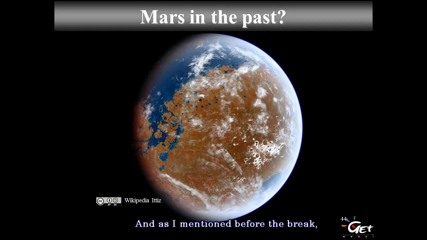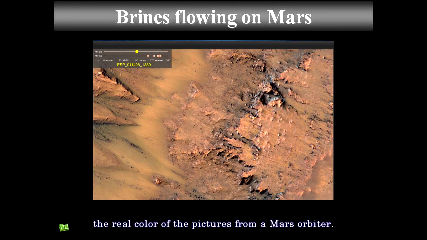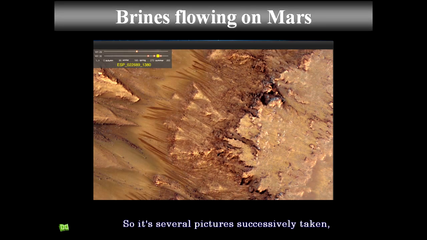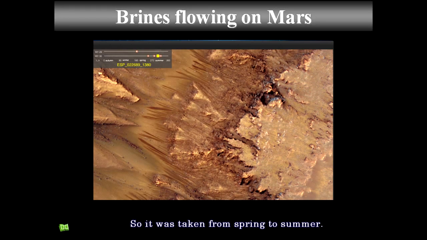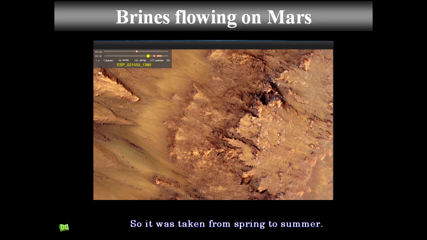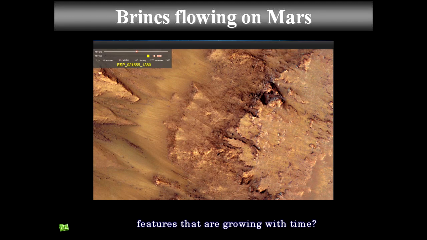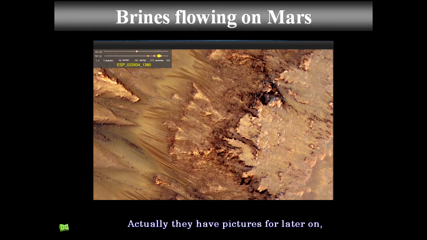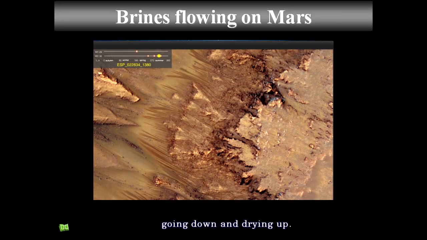And as I mentioned before the break, more recently, I think it was 6 months ago, something like that, NASA released some pictures that show evidence. So this is a real color picture from a Mars orbiter. It's several pictures successively taken. So here you have the time. It was taken from spring to summer. And you see those features that are growing with time. And actually, in later pictures, it's receding. So it's like you have a flow, things moving, going down and drying up.